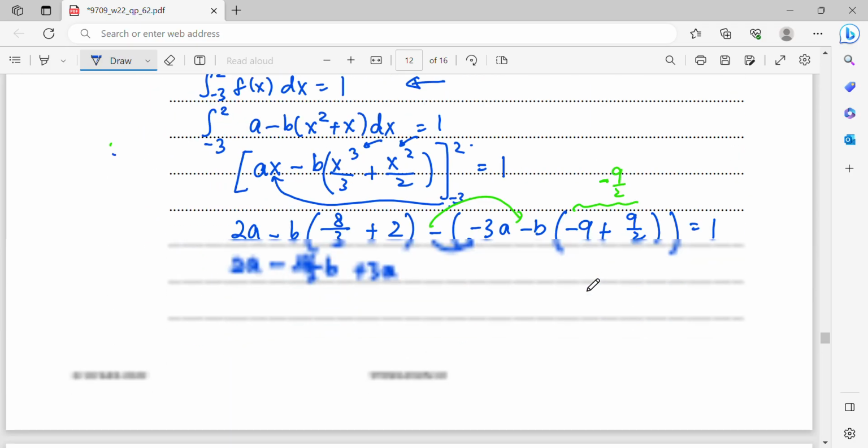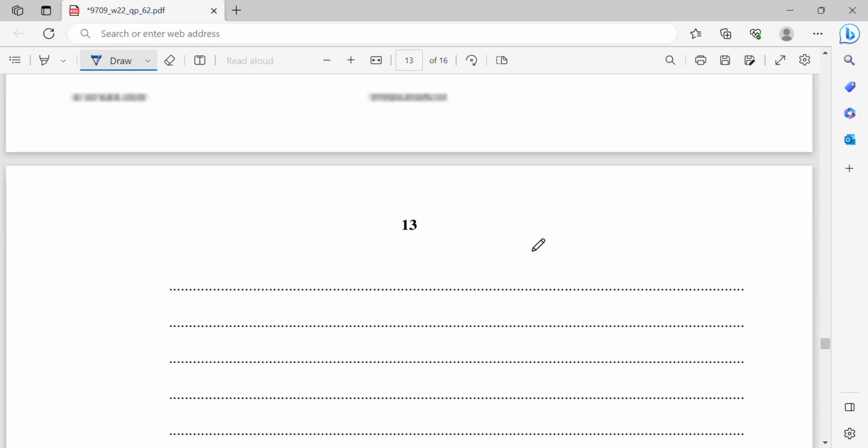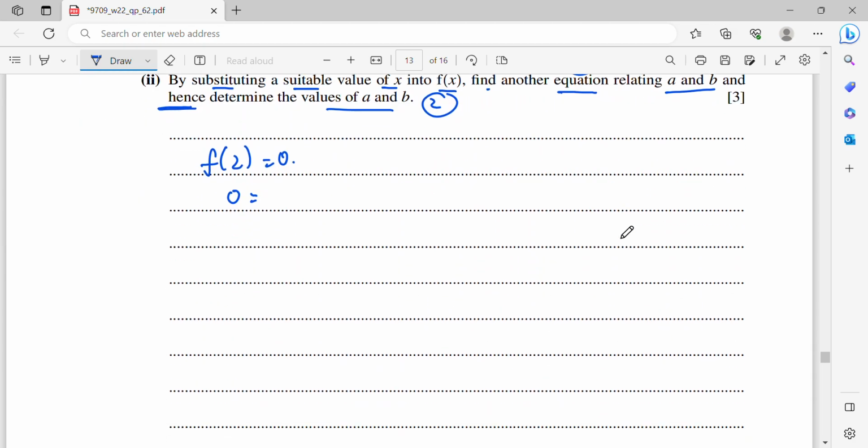Okay, so now to solve that question, I will write f(2) equals to 0. So 0 equals to, refer back to your f(x). Your f(x) is (a minus b) bracket x squared plus x. So I will write (a minus b) bracket x squared, my x becomes 2 now. 2 squared plus 2. So from here, 0 equals to, 2 squared is 4, 4 plus 2 is 6. That means a minus 6b. Okay, this is the equation.